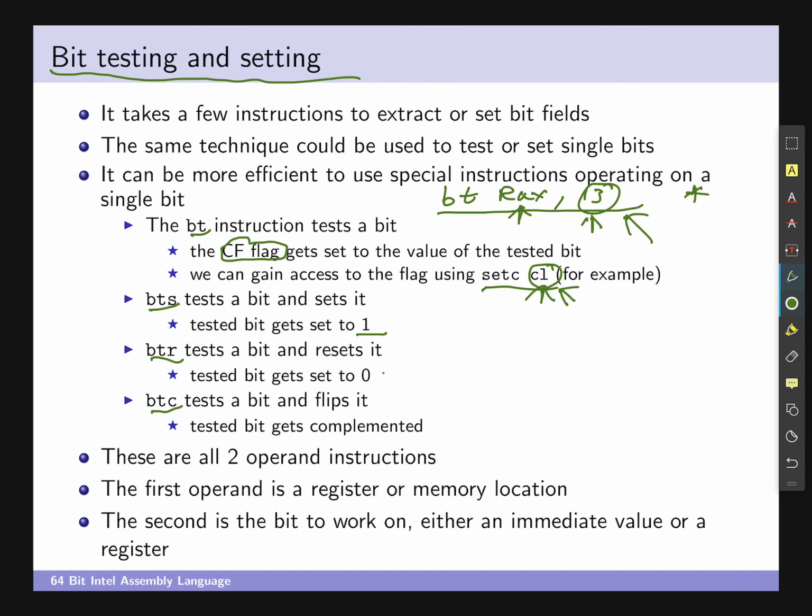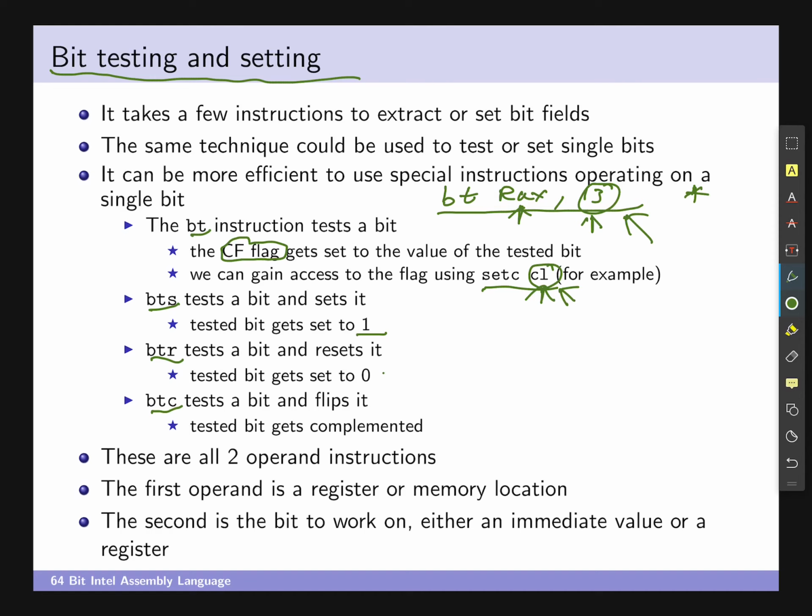Now, sometimes you may only be interested in setting the value and you don't really care about checking it, and that's fine. You can still use BTS because it will set the carry flag, but if it's not relevant to you, it's not a problem. You're still able to set the bit that you want, and in this case, it will set it to 1. It doesn't take another parameter to say you want to set it to 0 or 1. Set means put on in this case.